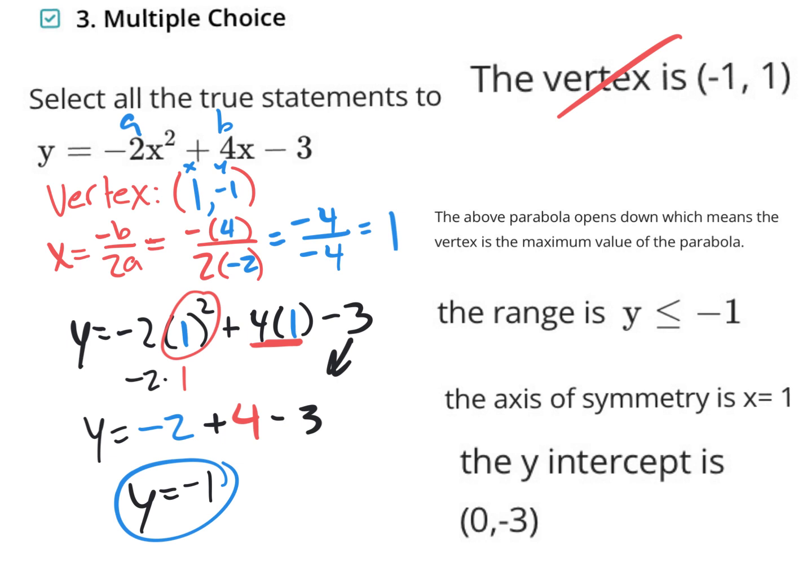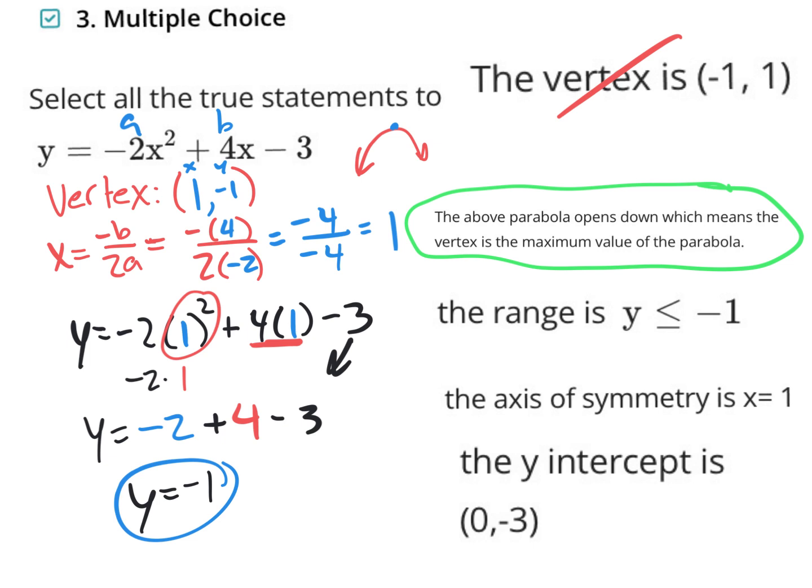And if it does open down, you could do a little sketch of a parabola opening down. That vertex will be the highest point, right? If you throw something up in the air, it's going to reach a maximum value, then come back down. So this is a true statement right here. The above parabola opens down. Why? Because the a value is negative, which means the vertex is a maximum value. That's true.